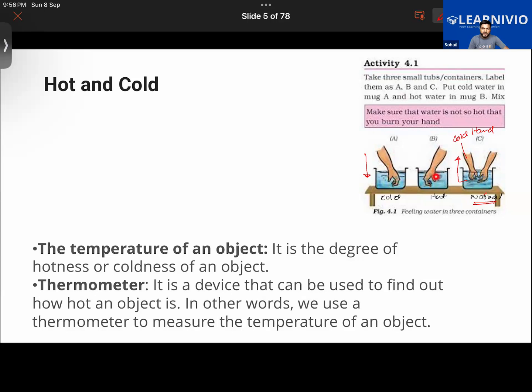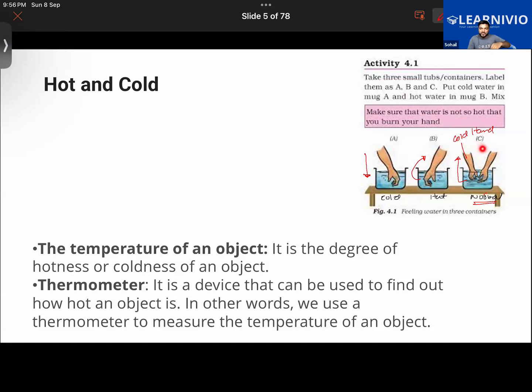Yes. Now talking about the hand put in container B. You had put your hand in the warm water. Note, make sure that this water is not so hot that it burns your hand. So now here what is happening? Our hand feels warm. Why? Because the heat is flowing from the water into the hand. Now your hand has become warm because you dipped it into the warm water.